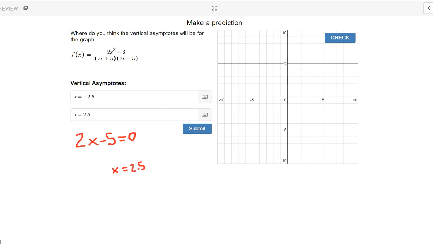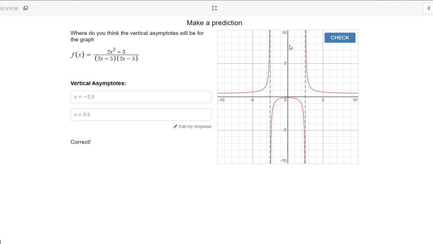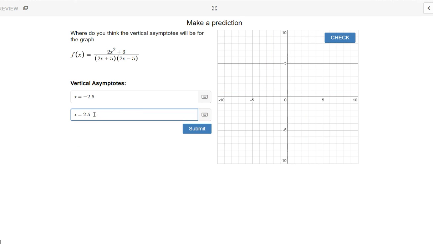So let's submit that answer, and it says it's correct. My writing's in the way there, but we can also check it by clicking on our graph here, and it'll show me the function and the asymptotes I drew. And if I get this wrong and put the asymptotes in the wrong spot, like maybe I put in 5, when you click on check, it'll draw the asymptote in a spot that's way off. So you need to check your work, make sure you're getting it right.